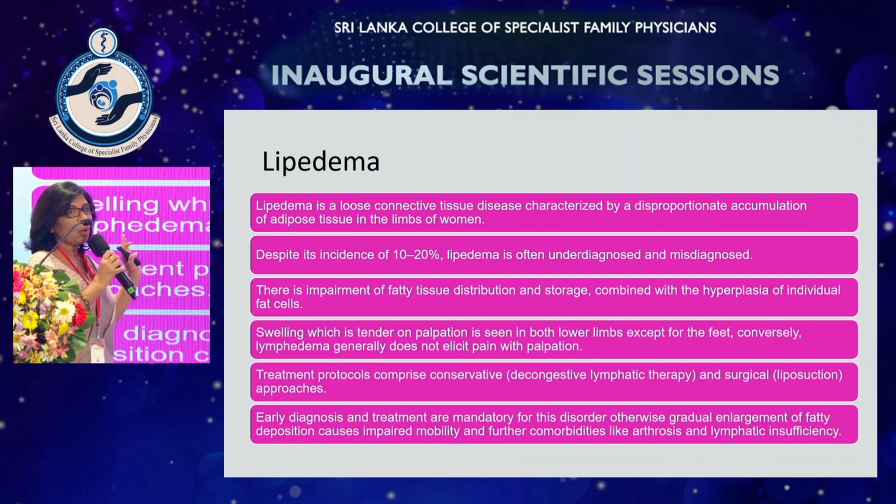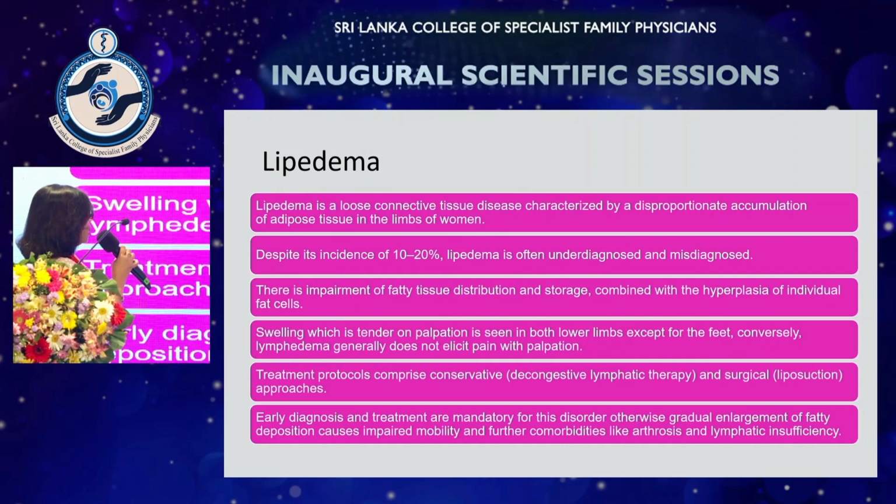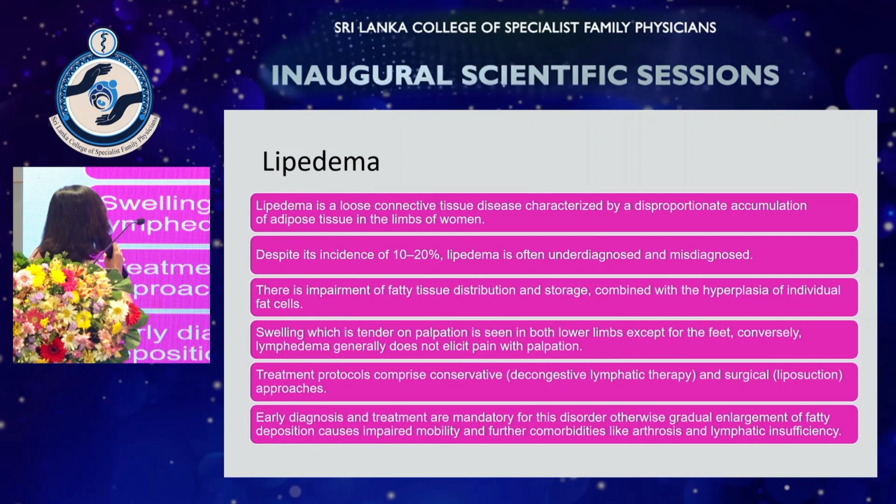Yes, what you call as lipedema. Lipedema is a loose connective tissue disease characterized by a disproportionate accumulation of adipose tissue in the limbs of women. Despite its incidence of 10 to 20%, lipedema is often undiagnosed and misdiagnosed. There is impairment of fatty tissue distribution and storage combined with hyperplasia of individual fat cells. Swelling, which is tender on palpation, is seen in both lower limbs except for feet.